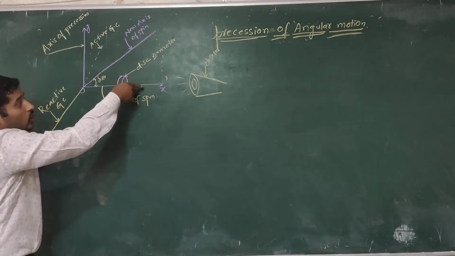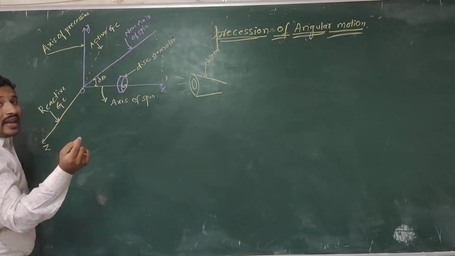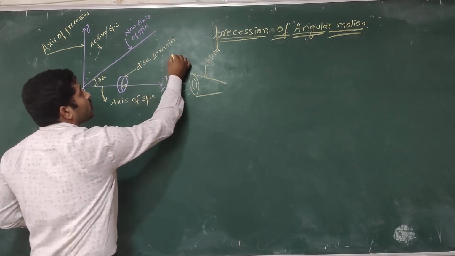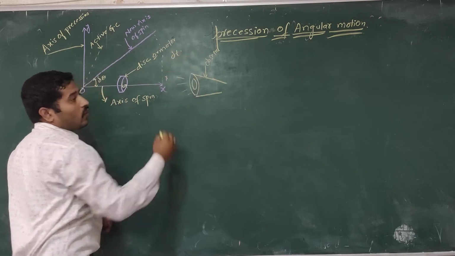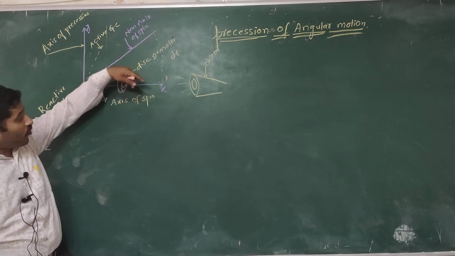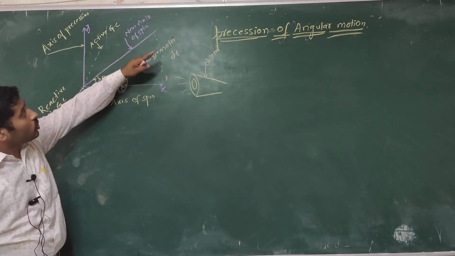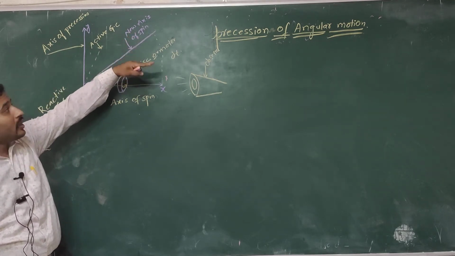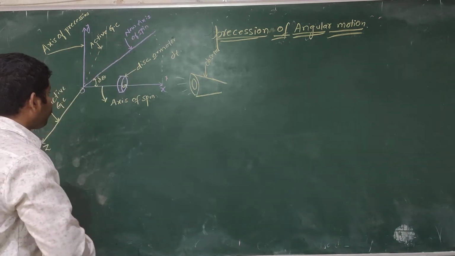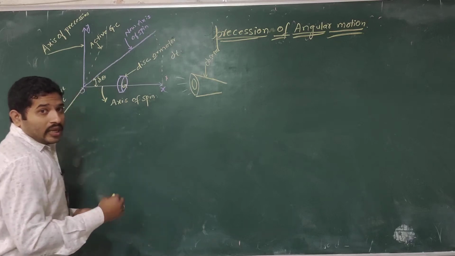If this disc is rotating, it will take some amount of time. So what we can say? The change of time. What we can say, dear? The change of time from the axis of spin to the new axis of spin, they are rotating this disc. Is it right?